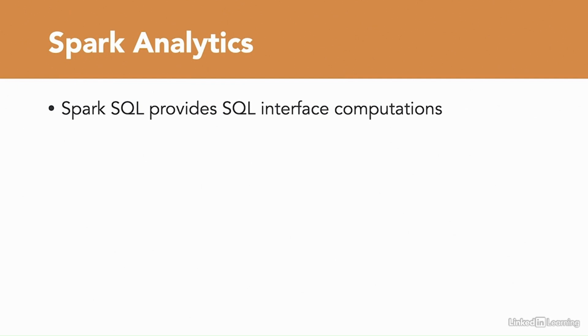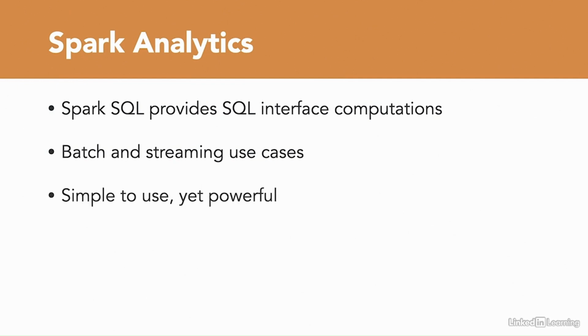SQL is internally translated into distributed operations that can efficiently process large data sets. Spark SQL can be used on both batch and real-time streaming pipelines. Spark SQL syntax mimics standard SQL. It's simple to use and yet powerful to transform, filter, and aggregate data in one single statement.